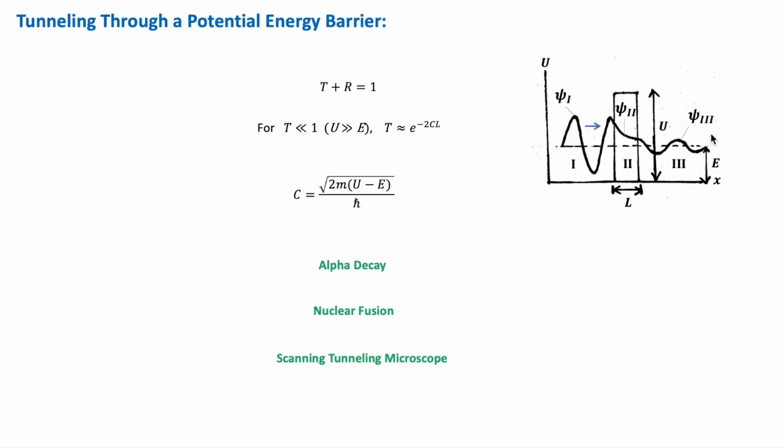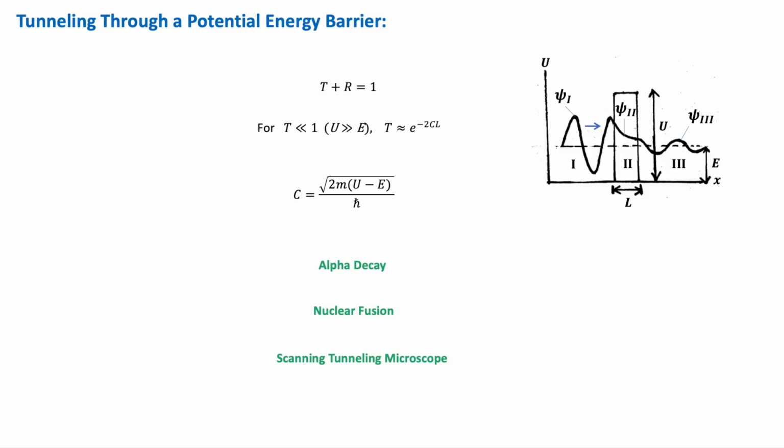Because the probability of finding the particle is proportional to psi absolute square, the probability of finding the particle across the barrier in region 3 is not zero, which is contradictory to classical physics. This crossing of the particle through a barrier is known as tunneling or barrier penetration. The probability of the tunneling is described by the transmission coefficient T and the reflection coefficient R.